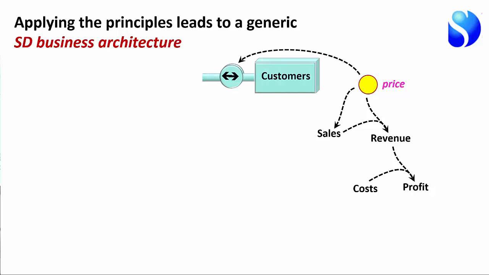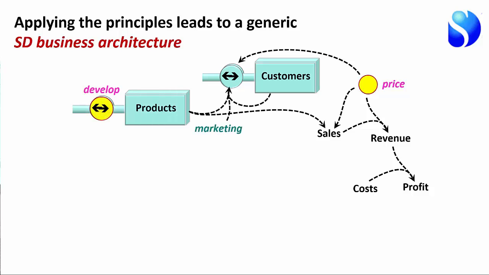Where does profit come from? Profit is revenue minus costs. Where does revenue come from? It is sales multiplied by price. Sales comes from customers. Price affects whether we win or lose customers. Why do customers come to us? Because we have products that the customers want, because we do marketing, and because the price is attractive. If we have good products at an attractive price, we get sales.